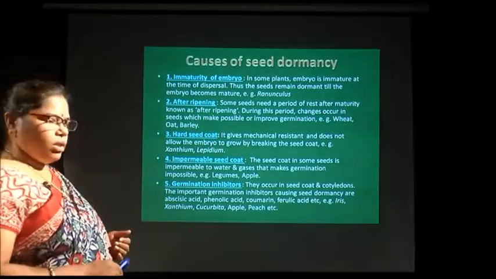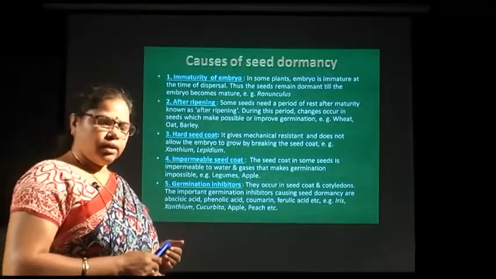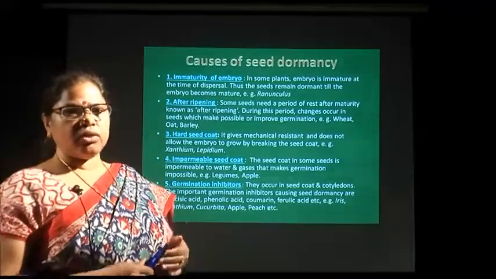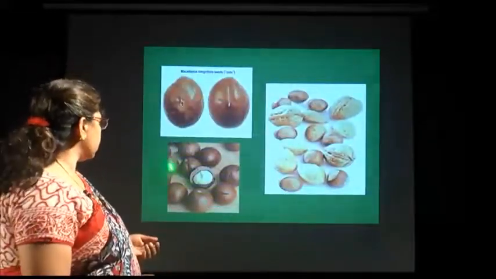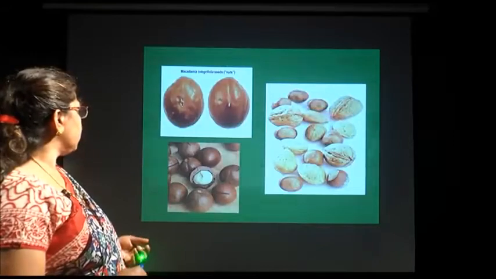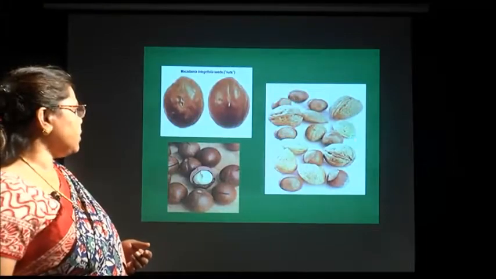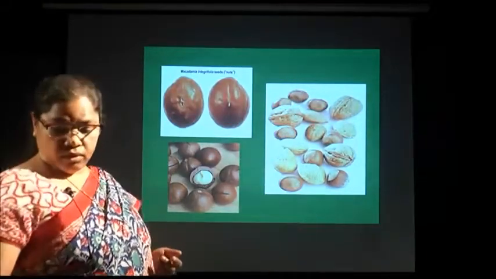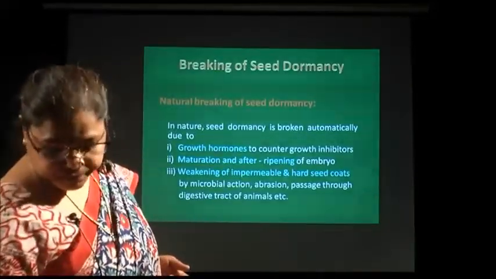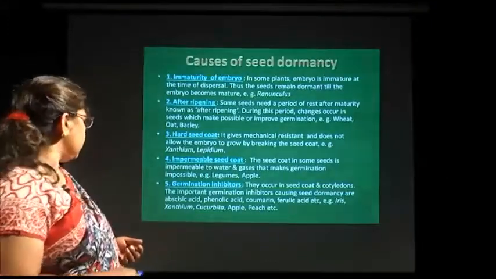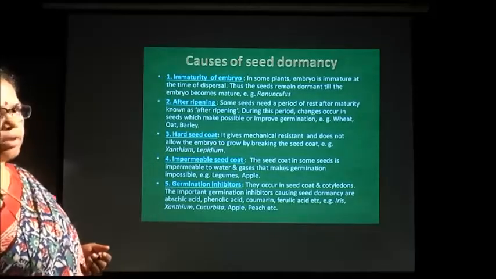Then the hard seed coat. In some plants you find the seed coat is very hard. If the seed has a hard seed coat, it will be very difficult for the embryo to come out of it. For example, you see in these seeds, macadamia, walnut, almond, they have a very hard seed coat. So, it is very difficult for the embryo to come out of this hard seed coat. For example, Xanthium and Lepidium have a hard seed coat, that is why the embryo does not germinate.